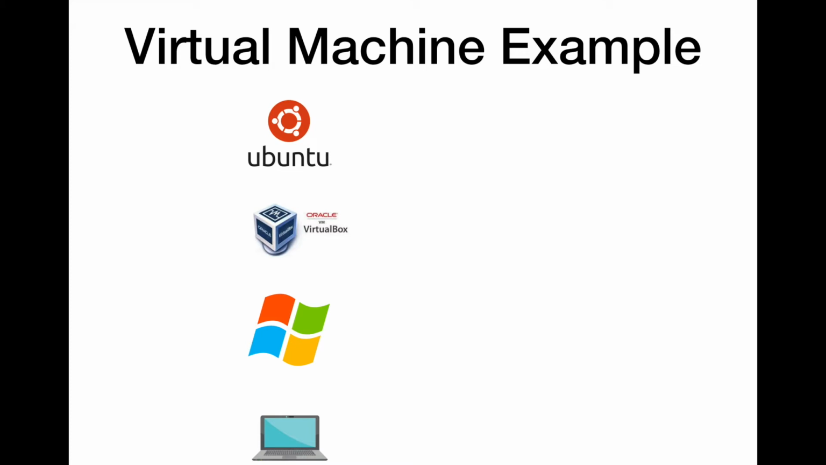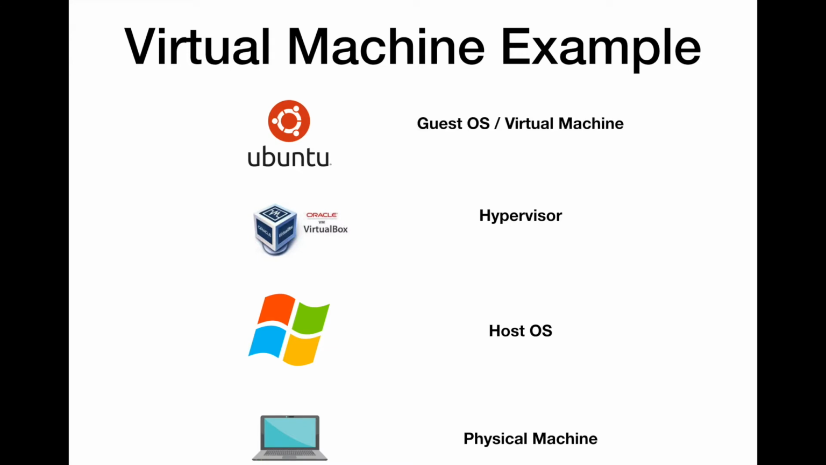Virtual machine example: do you know that you could actually run Ubuntu Linux on top of your Windows laptop? This is how you can do that. First, you need to install a hypervisor on your Windows laptop, such as Oracle VirtualBox or VMware vPlayer. And then on top of it, you need to download and install Ubuntu Linux. In this case, we have the laptop as the physical machine, the Windows machine acting as the host OS, and the hypervisor is VirtualBox. Ubuntu is called the guest OS or the virtual machine.